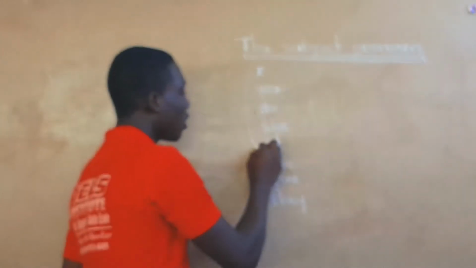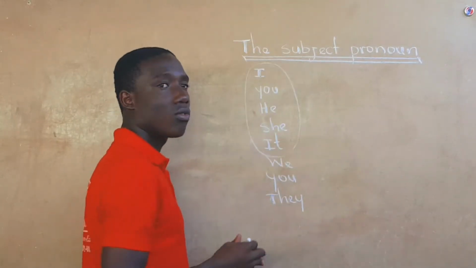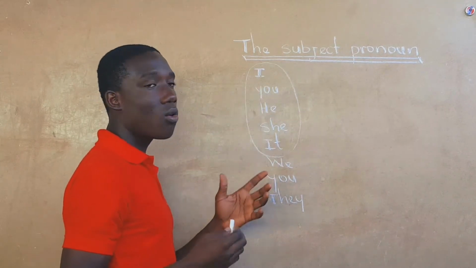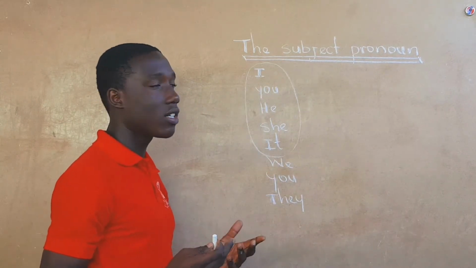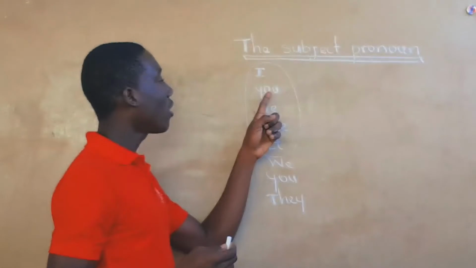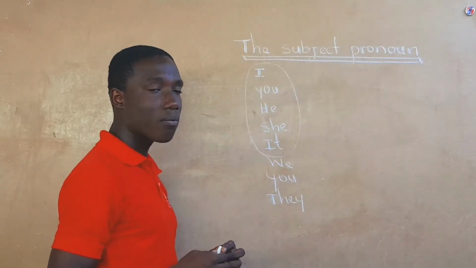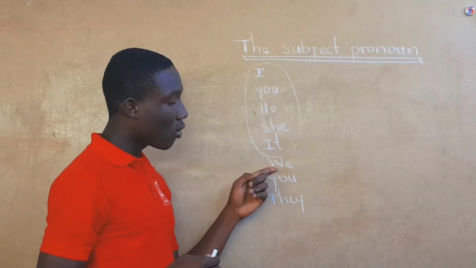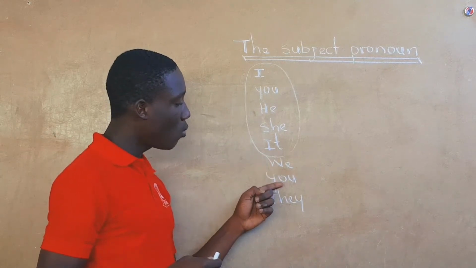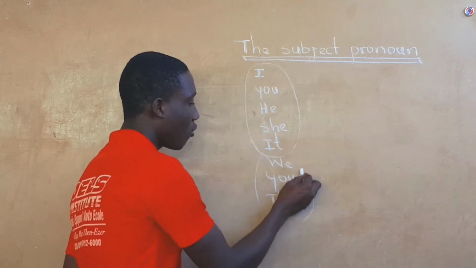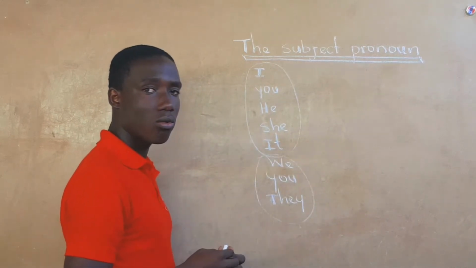These are all for the plural. For the singular, excuse me. These are all for singular: I, you, he, she, and it. After that we got we, you, and they. These are all for plural.